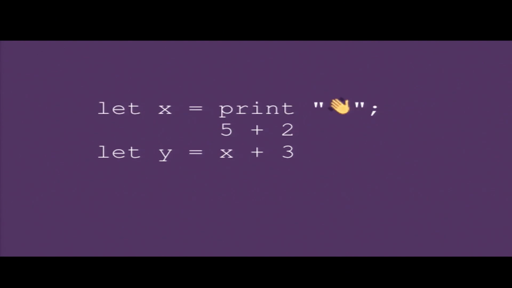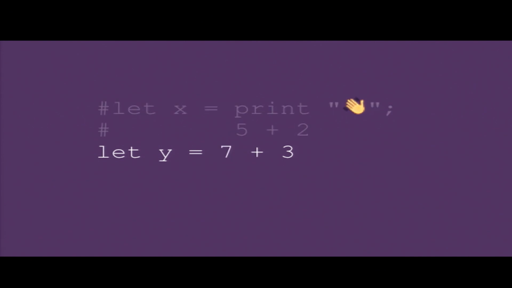But in our made-up language, let's say that if we use a semicolon, we can do multiple things in an expression. So we're going to say x is printing the hand-wavy emoji, and then we're going to return 7. And then y, same expression, x plus 3.